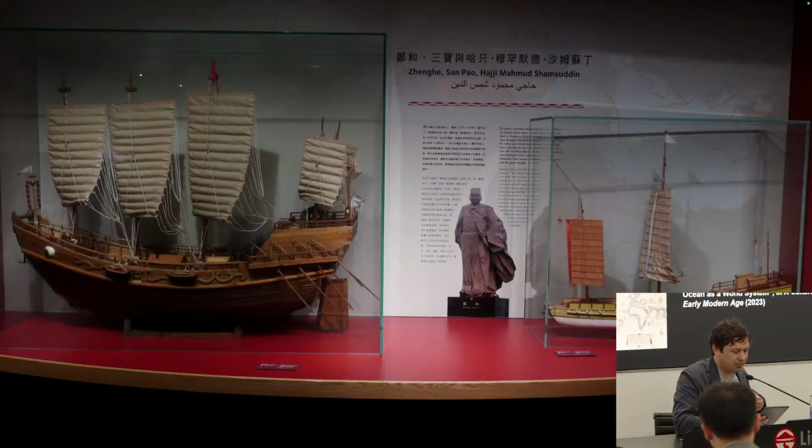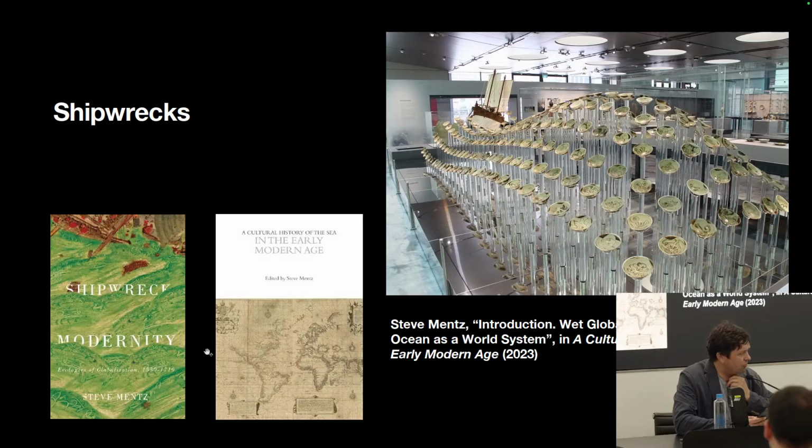And you can see the reference again to Steve Mentz's publication, Shipwreck Modernity, but I also put a reference to the edited volume on the cultural history of the sea in the early modern age. This is a large series of volumes that goes from antiquity to the present, and he is in charge of the early modern age one.